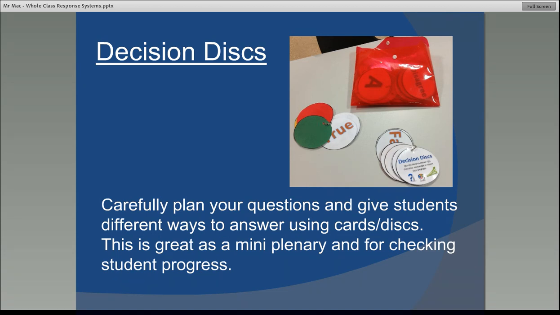So if you were to get someone to observe a lesson who comes in for 20 minutes, you could instantly stop your lesson and do a mini plenary and get them to elicit the responses A, B, C, and then anyone who walks into the classroom will see the progress of your class straight away.